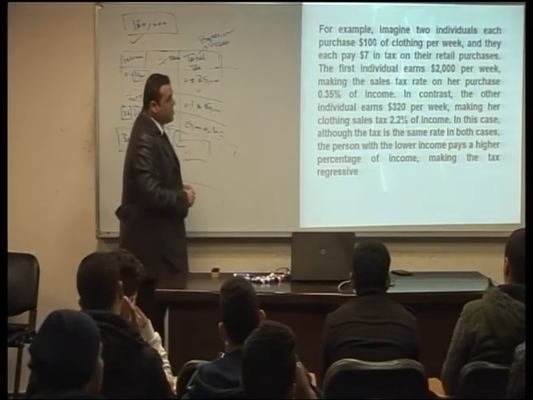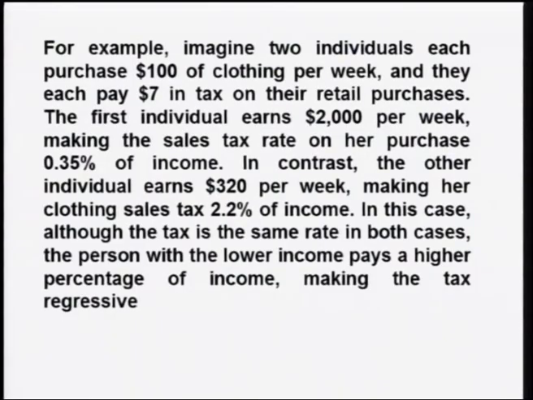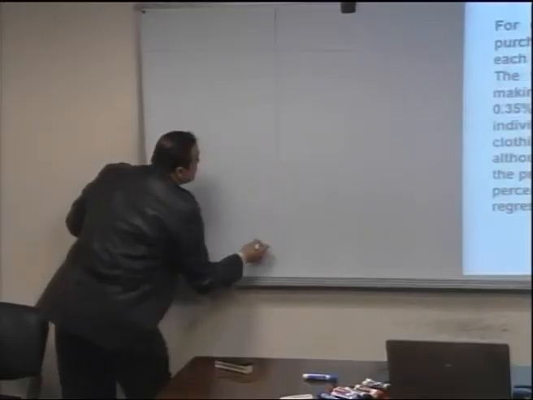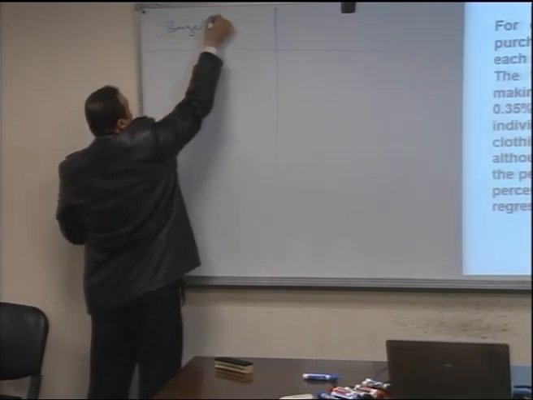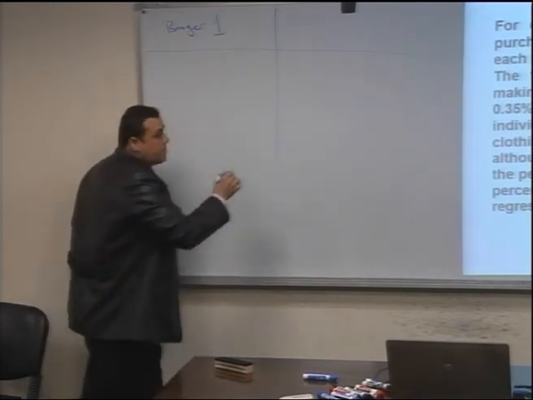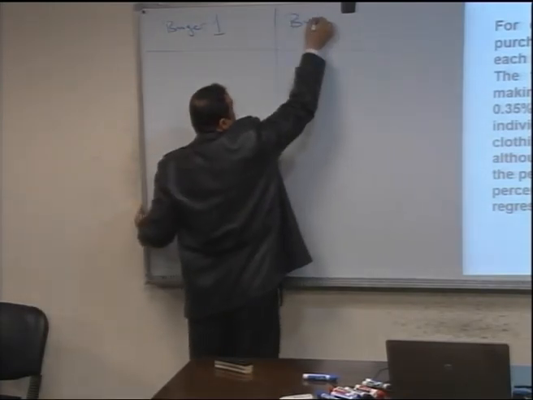For example here, imagine two individuals, each purchase $100 of clothing per week, and they each pay $7 in tax on their retail purchases. We have two persons, two consumers. Buyer number one and buyer number two, or the consumer number two.